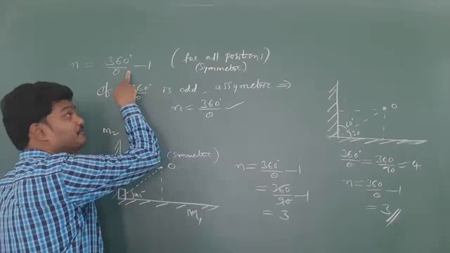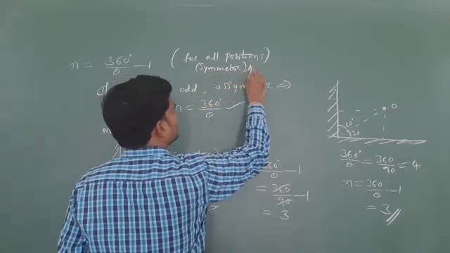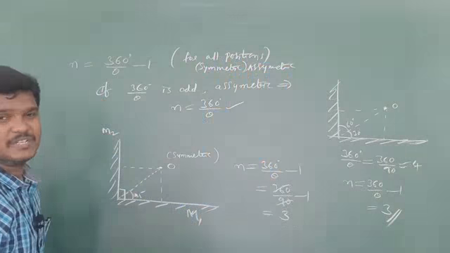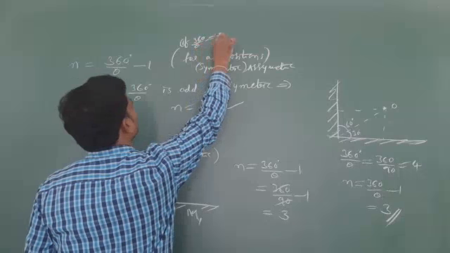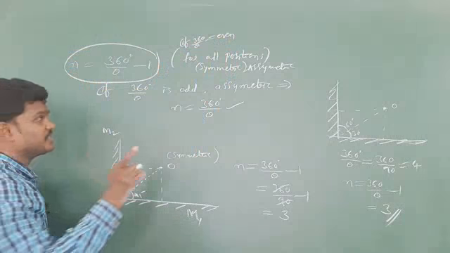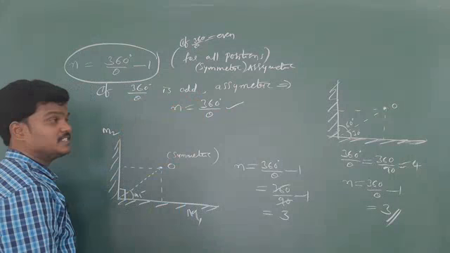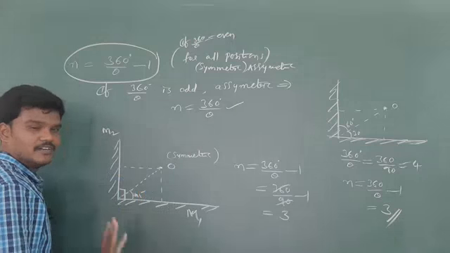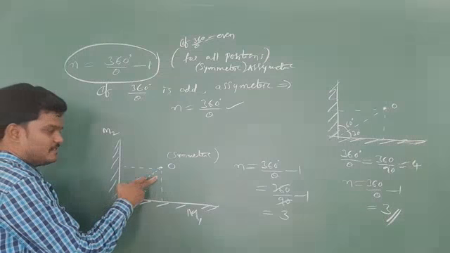Now the number of images is 360 by theta minus 1, whether symmetric or asymmetric, if 360 by theta is even. I have written all positions now. Symmetric or asymmetric, if 360 by theta is even, then use this formula. Only one situation: 360 by theta is odd and asymmetric. Then in that case n is equal to 360 by theta as the final answer.